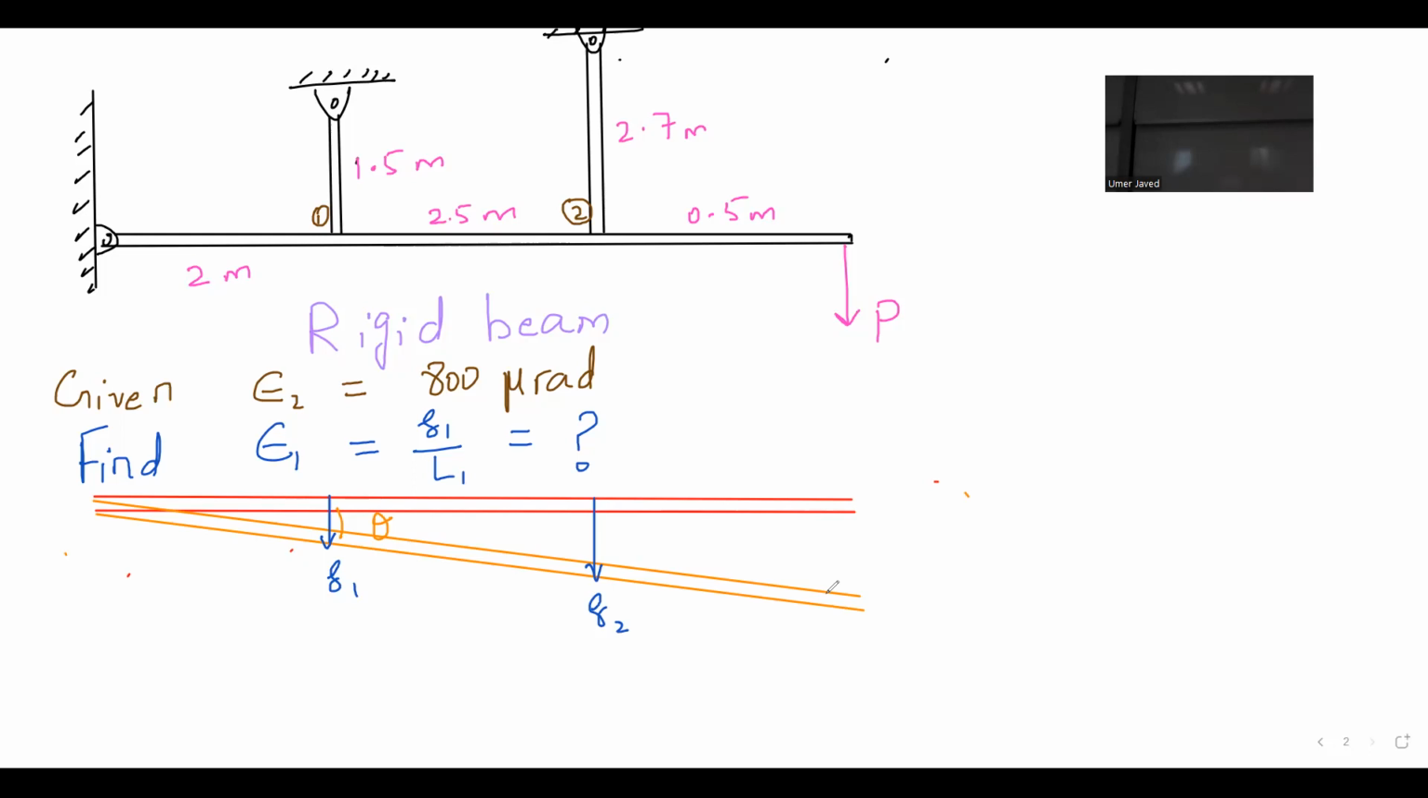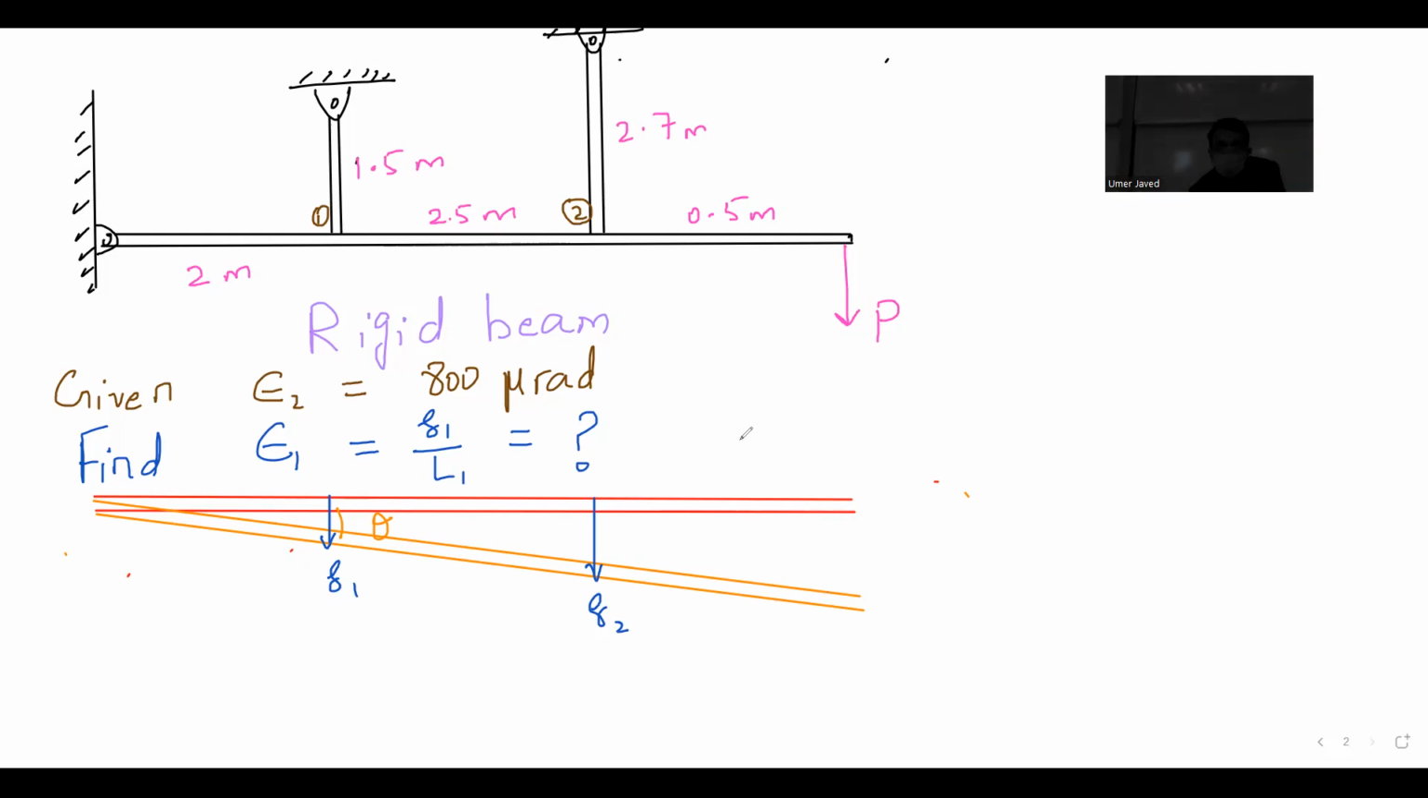Look, first thing, write epsilon 2 equal to delta 2 over L2. So for the second rod, change in length of the second rod divided by the original length of the second rod, that is 2.7 meters. Are you getting my point? Are both deltas supposed to be the same? No, because how can this delta be the same as this one? Because of course they are having different deflections.